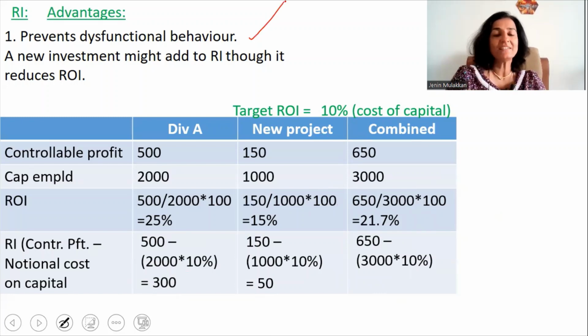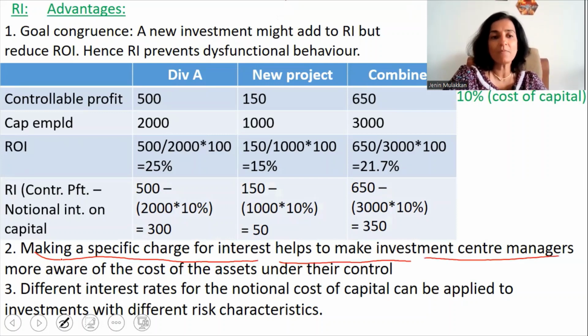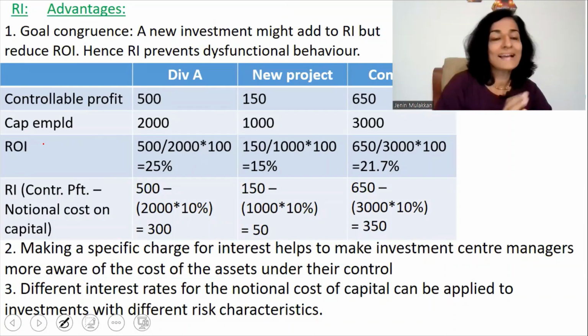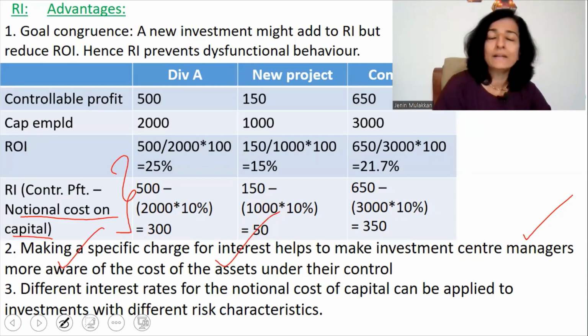Now, moving to the second advantage, making a specific charge for interest helps to make the investment center managers more aware of the cost of the assets under their control. While calculating the residual income, we give a dollar amount for the notional cost on capital. This helps the manager to be aware of the cost of the assets under their control.